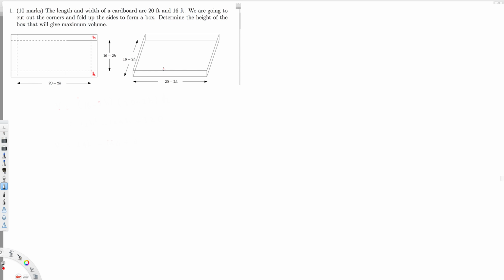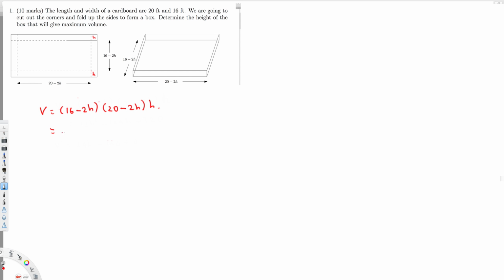Before I find this, since this is related to volume, I have to find the volume first. The general formula for the volume of the box is width times length times height. So in this case, we have the width that is 16 minus 2h. I'm putting that right here, 16 minus 2h, and we have the length that is 20 minus 2h. I put that too. So it's 20 minus 2h, and we know the height is going to be h, right?